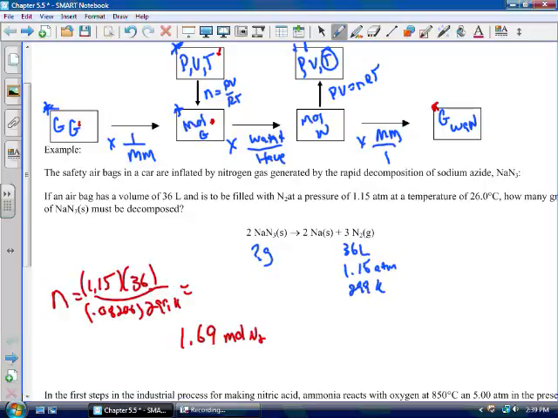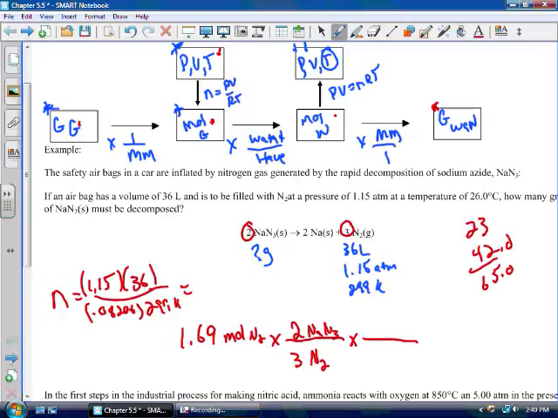All right, so now we know moles of our given substance. We need to go from moles given to moles wanted. So we need the ratio, what we want over what we have. Here's what we want, here's what we have. 2 NaN3 over 3 N2. All right, now we're here. To get to grams wanted, we need to multiply by the molar mass. The molar mass of NaN3 is 23 for sodium. 3 nitrogens is 42. So it's 65.0 grams per mole.